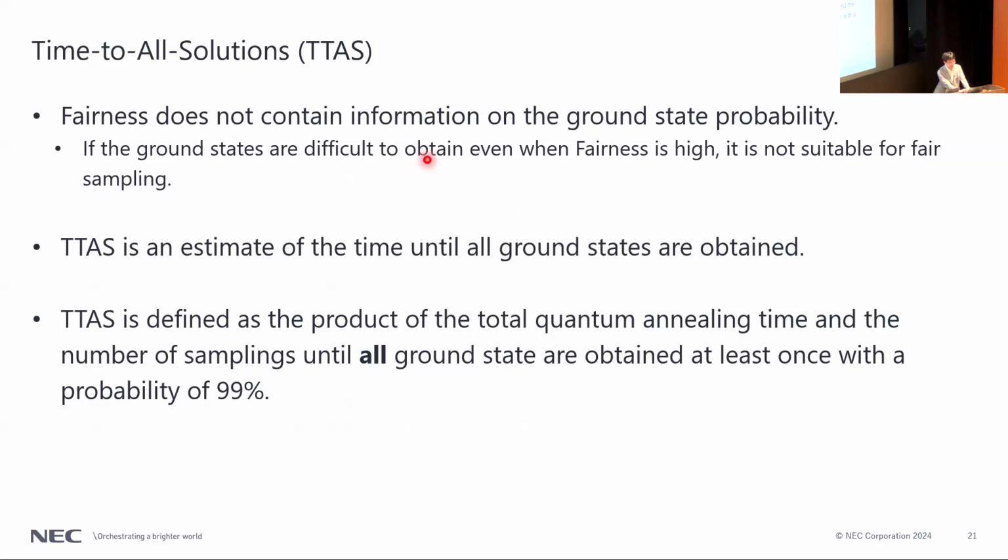While fairness is a measure of the degree of fair sampling, it does not include information on the ground state probability. So let us look at time to all solutions, TTAS, which includes information on the ground state probability. This is the estimated total quantum annealing time until all ground states are obtained at least once with a probability of 90%. As you may notice, TTAS is an extension of time to solution that can be used for multiple ground states.